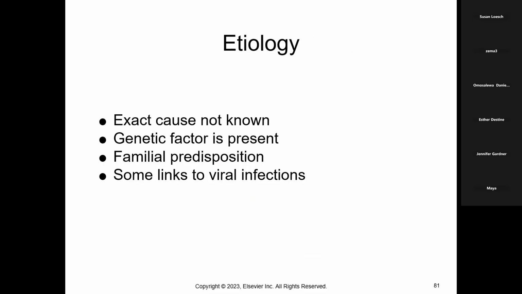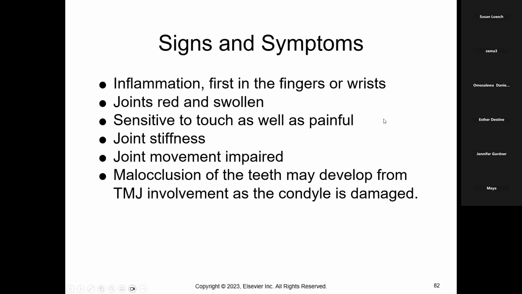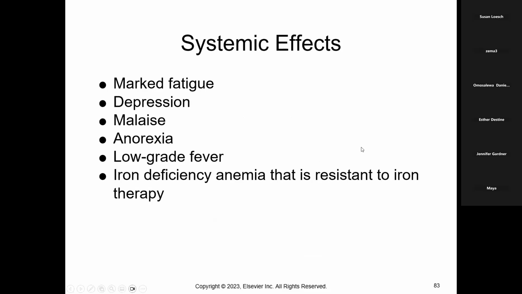Again, exact cause not known. Genetics, family predisposition goes back to genetics. Small joints on both sides of the body usually affected. All right. Other things that they're going to have is fatigue, depression, anorexia, iron deficiency, anemia.